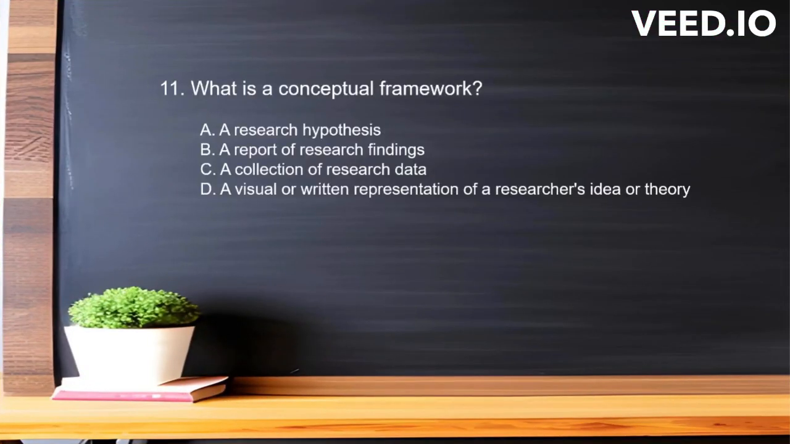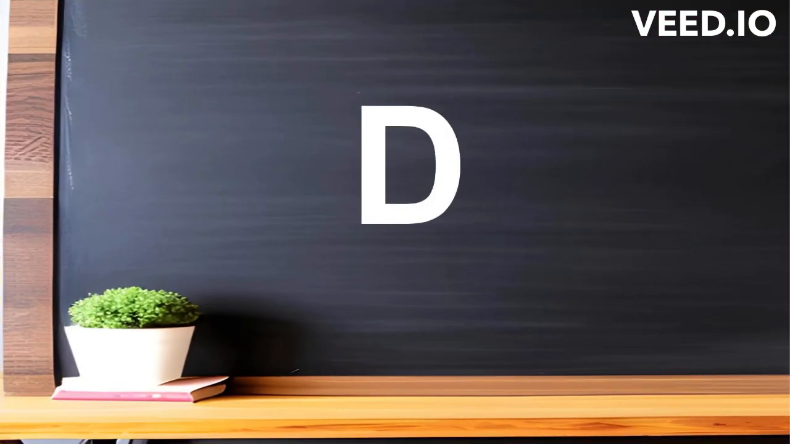11. What is a conceptual framework? A. A research hypothesis. B. A report of research findings. C. A collection of research data. D. The visual or written representation of a researcher's idea or theory. The answer is D. A visual or written representation of a researcher's idea or theory.